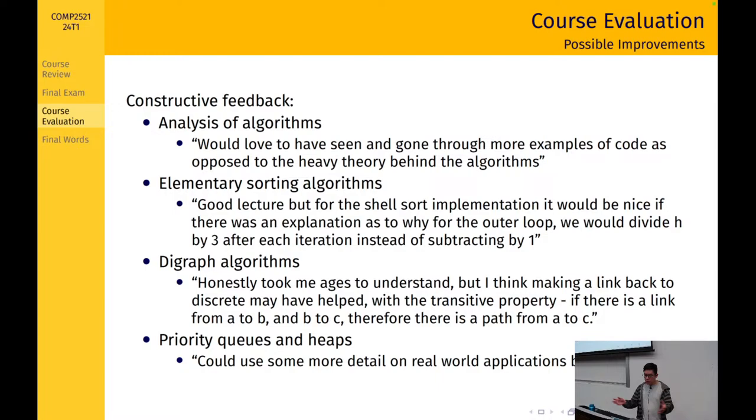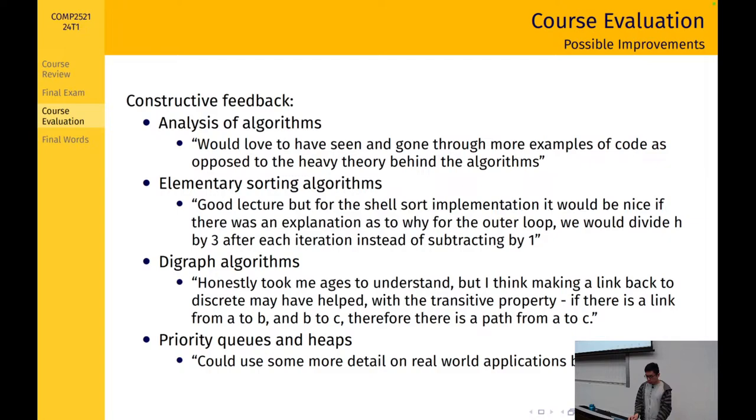But here is some constructive feedback as well. Would have loved to have seen and gone through more examples of code. And here's specific feedback about shell sort implementation. So that was nice. Digraph, so Warshall's algorithm. These are things that we can actually work on and improve on for next time, right? So, yeah, give feedback like this.